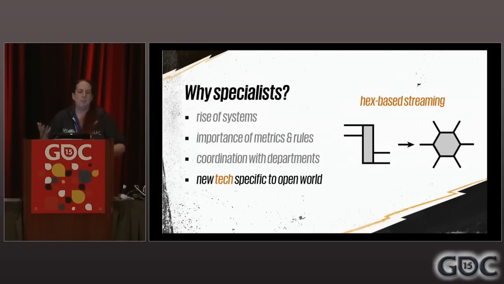Next, we had things like the hex-based streaming system. So in our linear games, we would go down a corridor, then go through an airlock, then go through another corridor, and it didn't really matter what angles they were or how long they were. Hex-based is different, right?